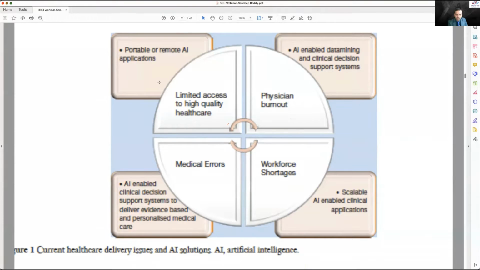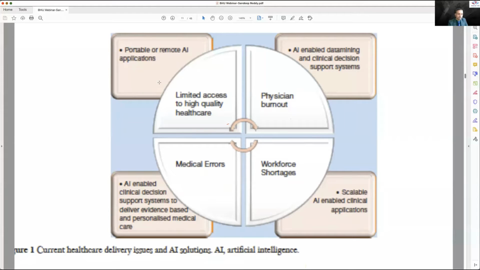Why should we consider artificial intelligence in healthcare? There are already many technologies and many solutions being proposed. But firstly, why should we consider any solution for healthcare? Is healthcare without problems? No, there are many problems in healthcare. For example, if you look at certain aspects like limited access to high quality healthcare, whether it's India, Australia, or any part of the world, there is always a premium placed on accessing specialized medical care.